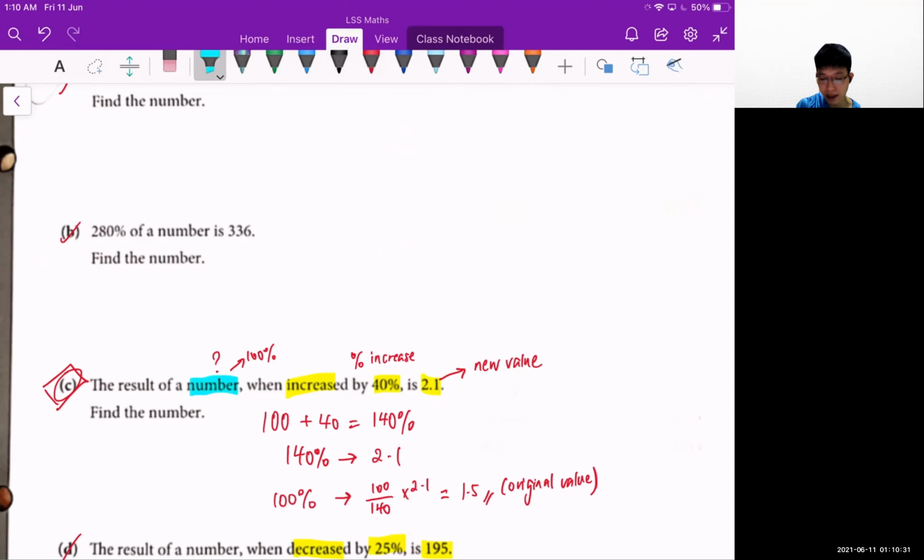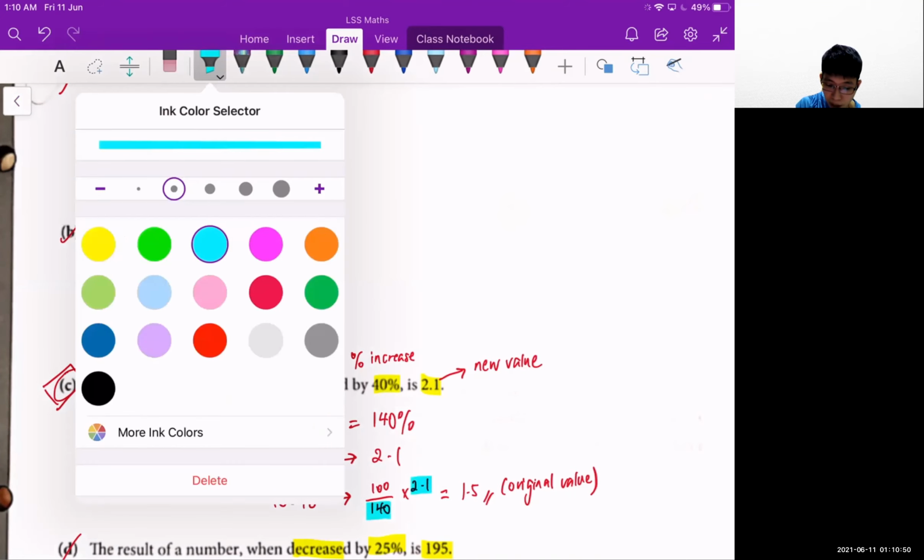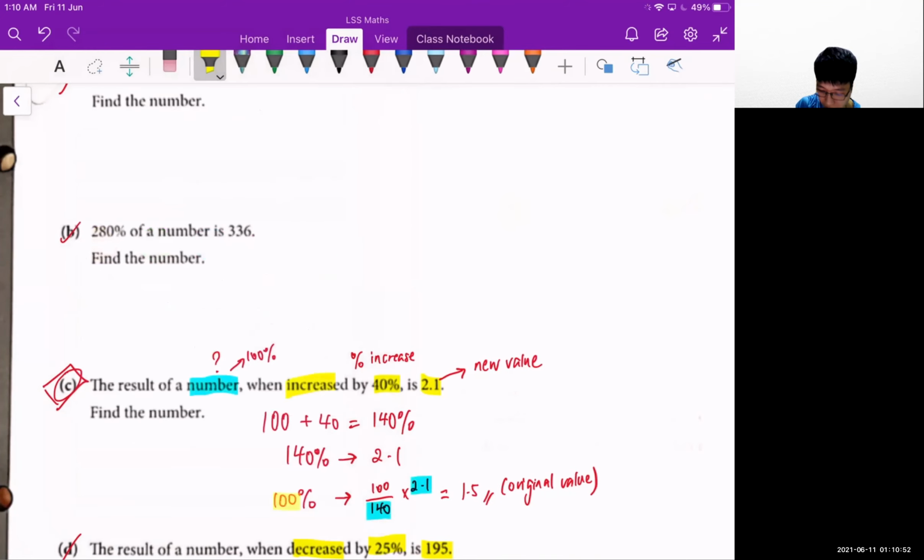And how do I use this method? Same thing as above. I know that 140% corresponds to 2.1. So that's why this is my base. And I multiply by the number that corresponds to 140%. And since in this question I want to find out what is 100%, that's why I put 100% as the numerator. So I'm trying to express it as a fraction. And when I calculate, this will give me 1.5.